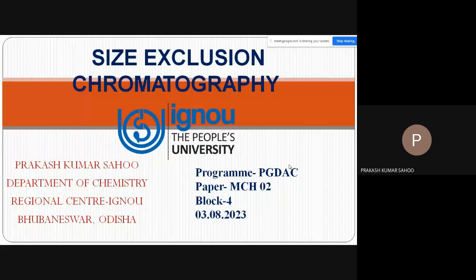So size exclusion chromatography. In this chromatography, the separation is achieved on the basis of molecular geometry or molecular dimension. In general terms, it is particle size. The size exclusion chromatography is otherwise known as gel filtration chromatography, because here we are using gel as the stationary phase.